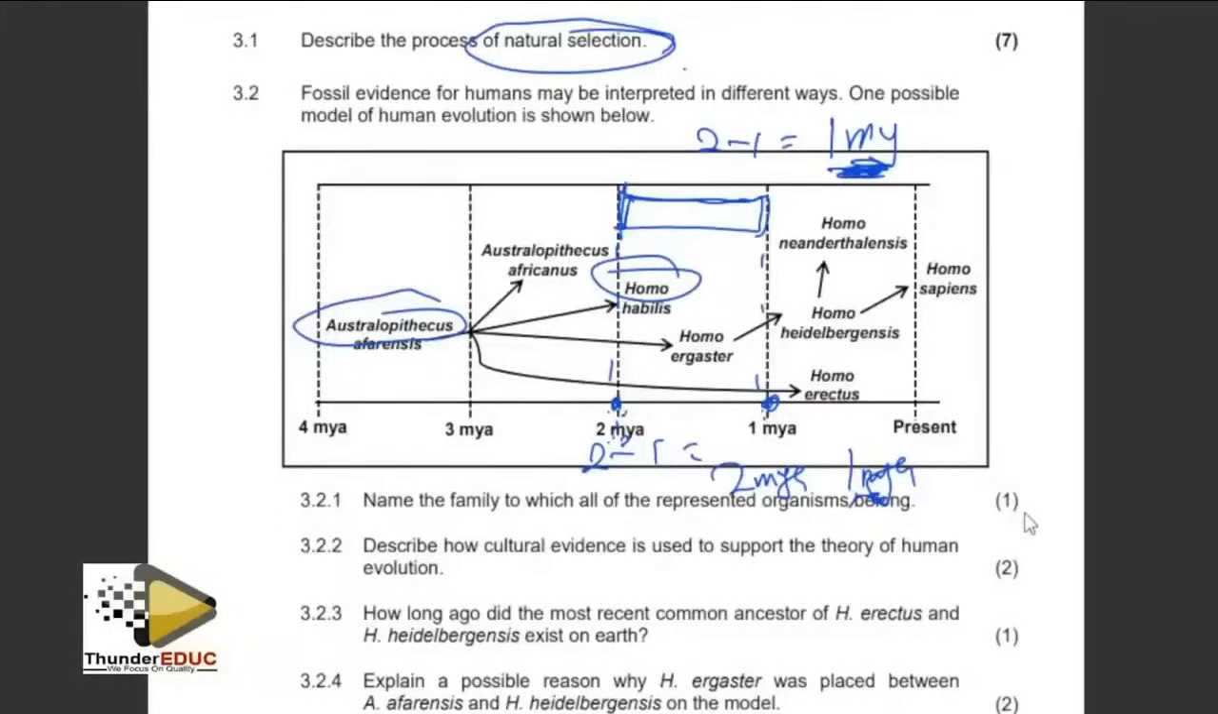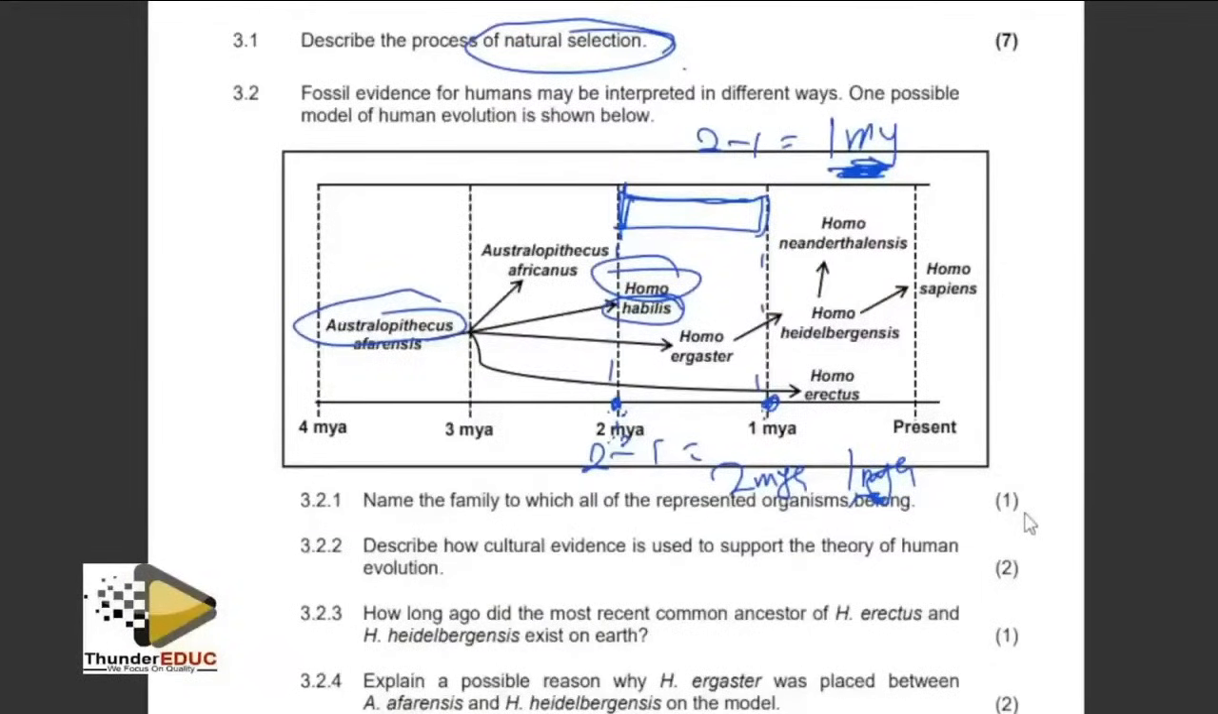Then now they are saying which species first used the tools. When they ask you which species, if it is not indicated here, it is Homo habilis. That's why it's called handyman. Which species first walked on 2 limbs? If it's not indicated here, it's going to be Homo erectus. I repeat, Homo erectus.